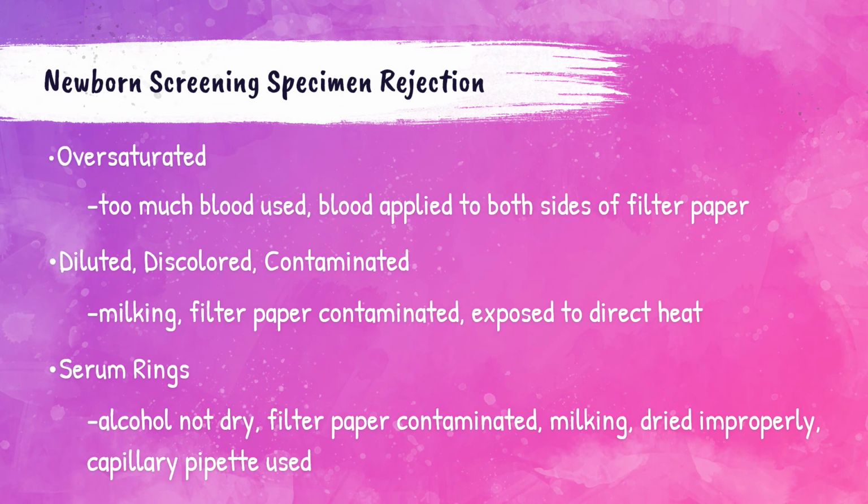Newborn screening tests may be rejected if too much blood is put onto the circles, so an oversaturation. If the sample is diluted, discolored, or contaminated, serum rings present on the sample will cause rejection as well. So this can be caused by not allowing the alcohol to dry on the skin before performing the puncture, contaminated filter paper, milking of the blood onto the filter paper, using a capillary pipette to fill the circle with blood, or improperly drying the sample.